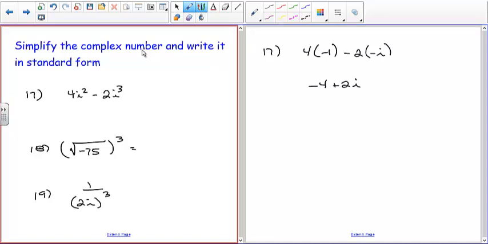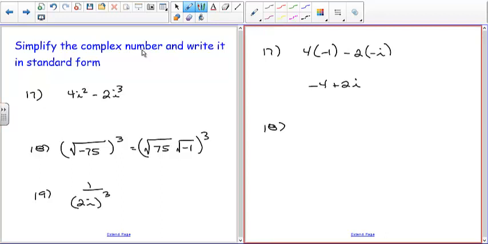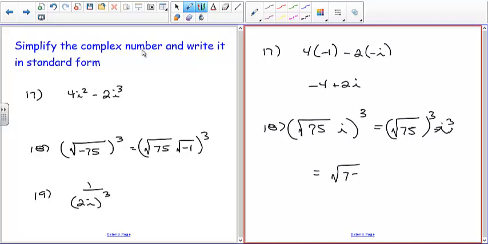what you would have here is the square root of 75 times the square root of negative 1, the whole thing cubed. So then you could replace the square root of negative 1 with i, so you get the square root of 75i, and that would be the square root of 75 cubed, and then times i cubed. But i cubed is negative i, sorry. So i cubed is negative i.